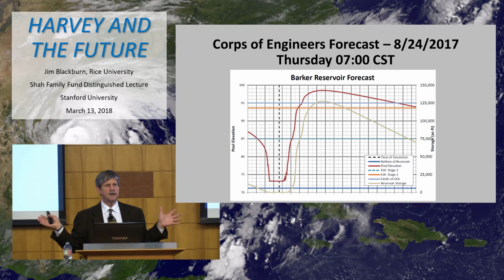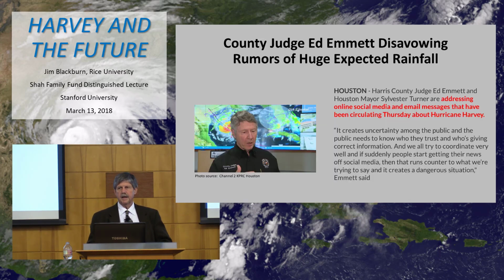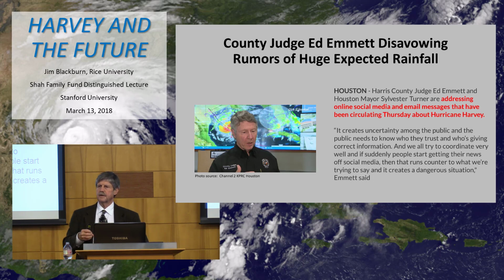And that went viral. And I received it, many of my friends received it. And this was the official response of the government to that viral email. This is our county judge, our chief county official. You can see at the time this was taken, Harvey's still well out in the Gulf of Mexico. Basically, they're addressing online and social media email messages that have been circulating Thursday about Hurricane Harvey.